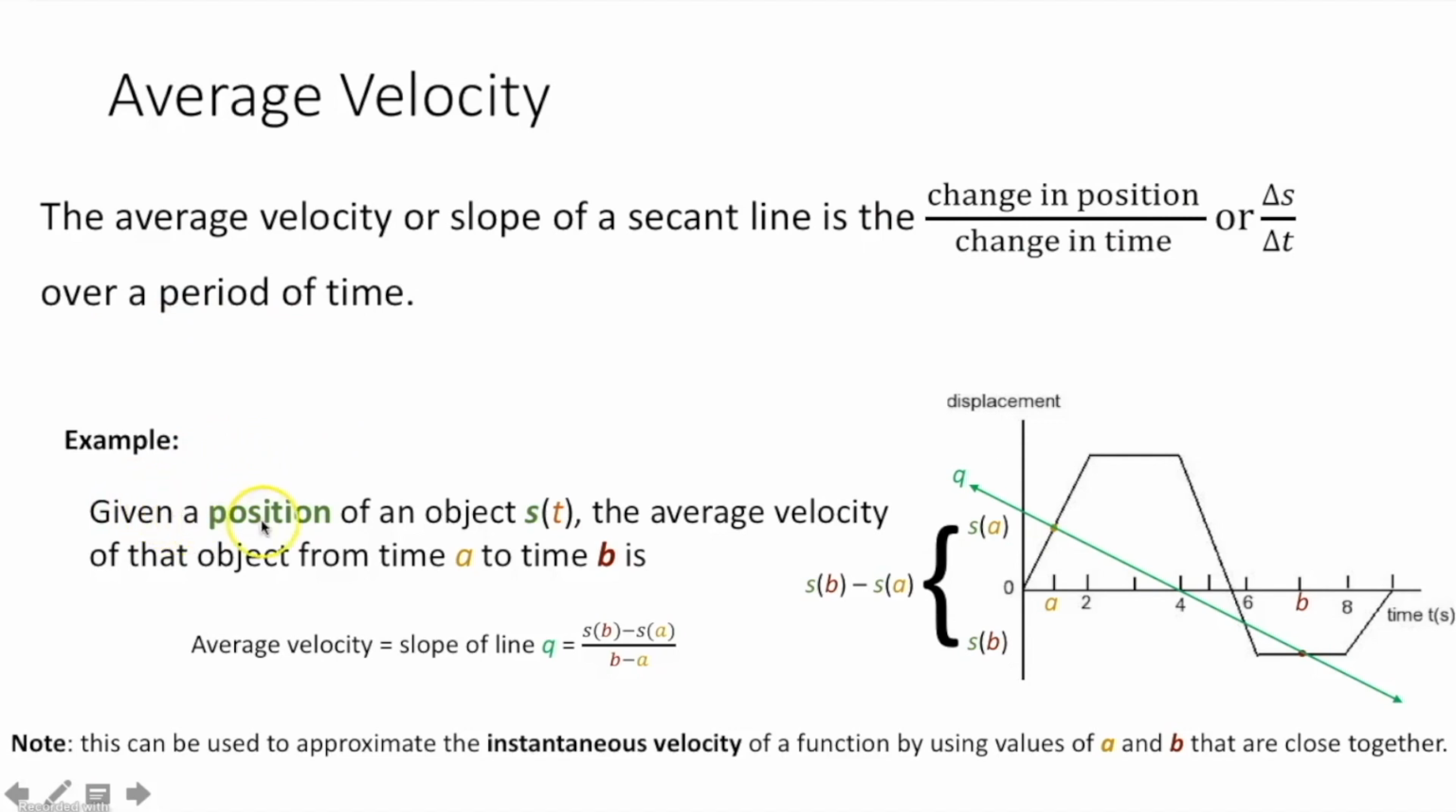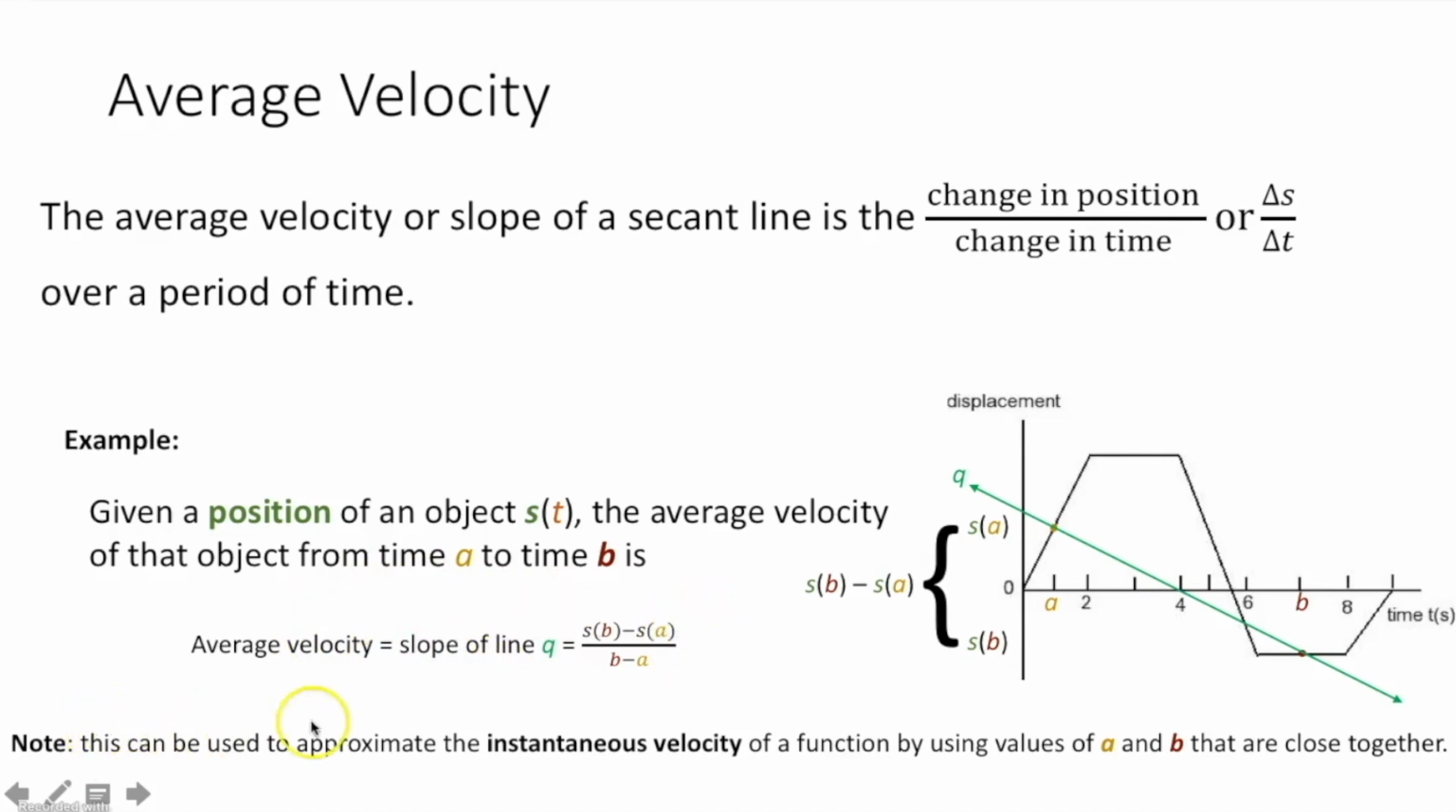What this means is that given a position of an object, s of t, that is your position function, the average velocity of the object from time A to time B is going to be equal to the slope of your secant line going through those 2 points. So if you have (A, s of A) and (B, s of B), remember A and B represent your time, and s of A represents where the object is at time A, and s of B represents where the object is at time B. If you take those 2 points and calculate the slope between them, you get your average velocity over that period of time, or the slope of your secant line. All of those three things mean the same thing.